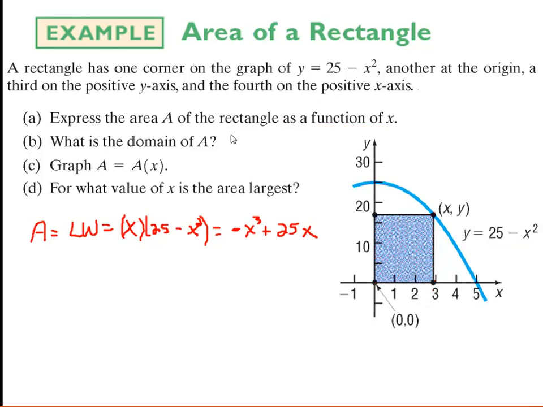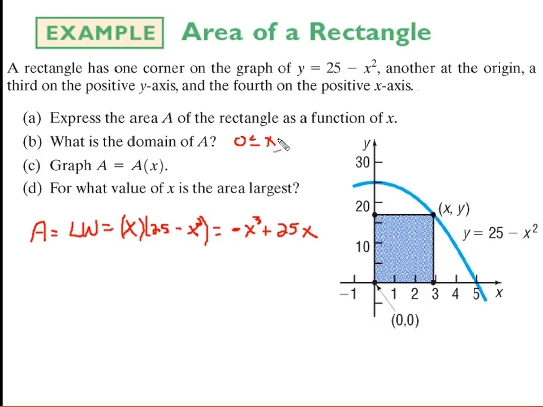Now part B says, what's the domain of this function? There are a couple different ways that we could approach this, but I think the easiest way is to just think geometrically. We have written the area as a function of x. x is this distance here. So we're never going to let x go in this direction. We're not going to let x be negative, where they told us this had to be in the first quadrant. So x is going to be greater than 0, and then x can't be any bigger than 5. So just geometrically speaking, the domain here is going to be from 0 to 5.